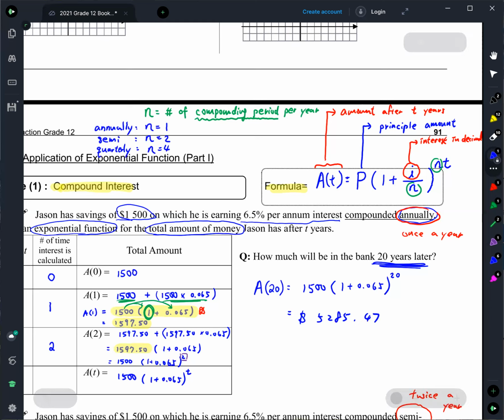Okay, and then another one could be monthly. Then N will be 12. Of course you can have daily, then 365. So these are the common words: annually, semi-annually, quarterly, monthly. All right, so make sure you have these written down as well.